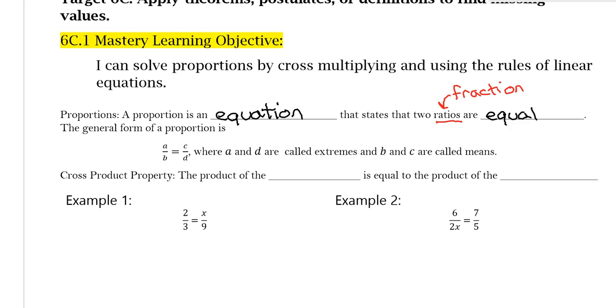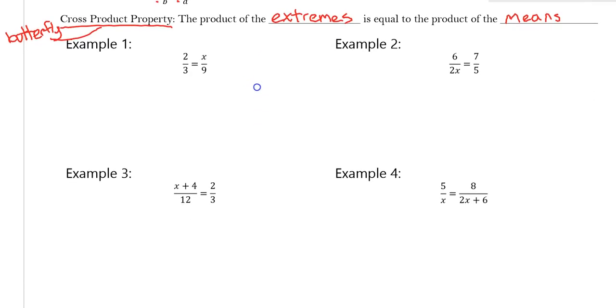The general form of a proportion is something over something else, so A over B equals another number over another number, C over D. A and D are called the extremes, B and C are called the means. And we say the cross-product property, which is how we solve proportions, we say the product of the extremes is equal to the product of the means. I may also refer to this cross-product property as the butterfly method, and I will show why when we show an example. So, let's look at an example.